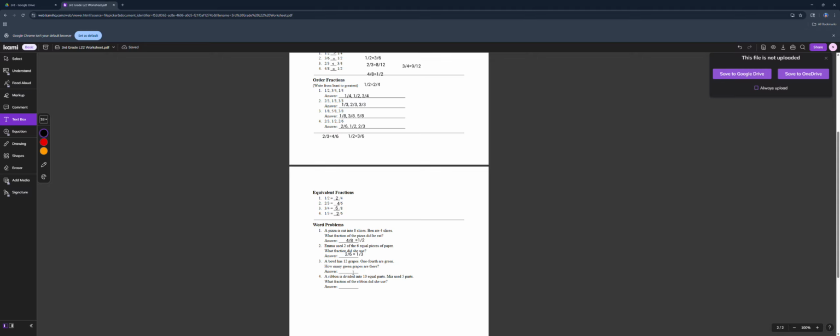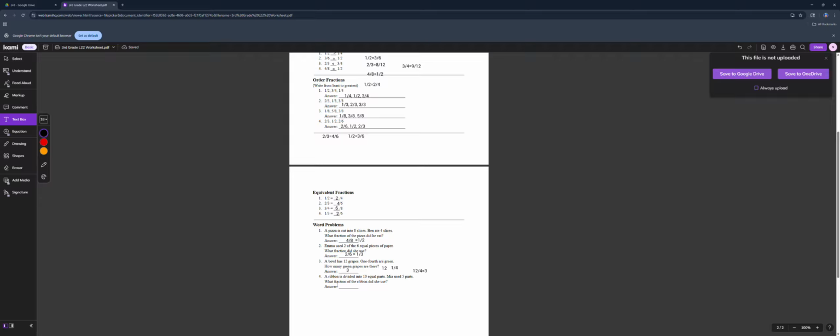Then you have number 3. A bowl has 12 grapes, 1/4 are green. How many green grapes are there? So there's a total of 12, and the fraction is 1/4. So if we were to multiply 12 times 1/4, it would become 12/4. And you simplify that, that becomes 3. So there's a total of 3 green grapes there.